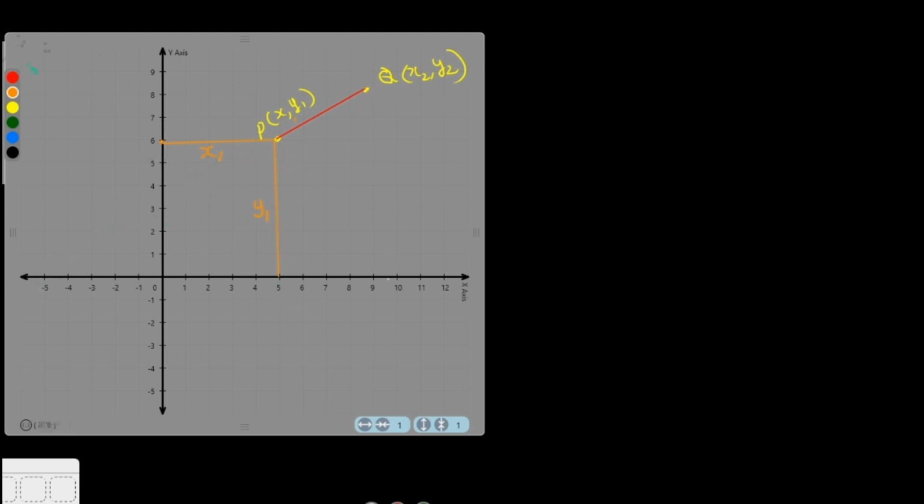What about this point? Let's draw with another color. Parallel to the x-axis, I am drawing a line, and it's touching the y-axis. What is this distance? This distance is x2, right? Similarly, I am drawing another line vertically. What is this distance? This distance is y2. Now we have to find the distance PQ.